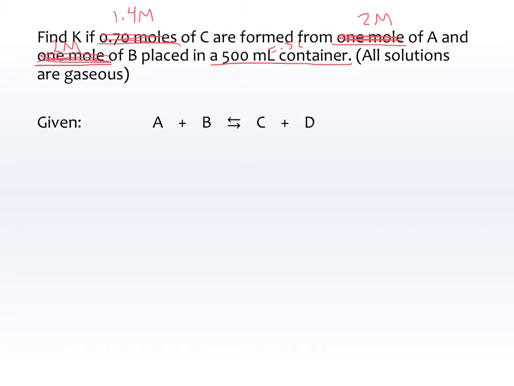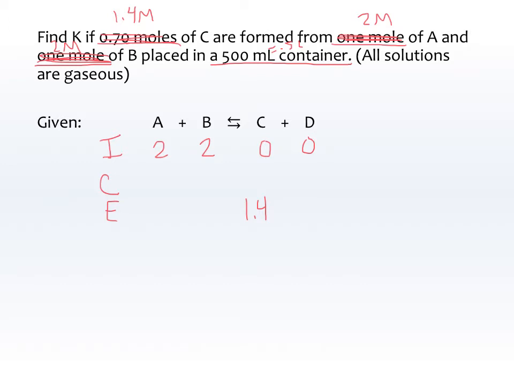So, initially, at the beginning of the reaction, there was a 2 molar concentration of A and a 2 molar concentration of B. Initially, at the beginning, there was no C and there was no D because they hadn't been produced yet. Something happened, A, B, C, and D all changed, and then at equilibrium, the problem tells me that 1.4 moles of C are formed per liter.